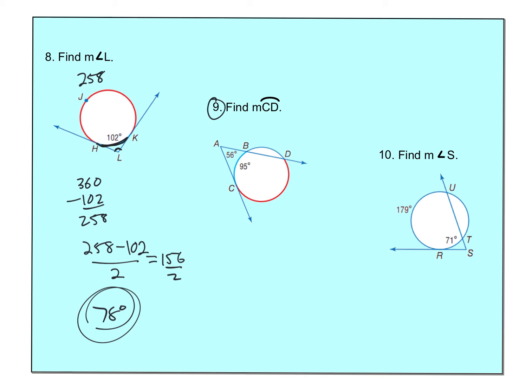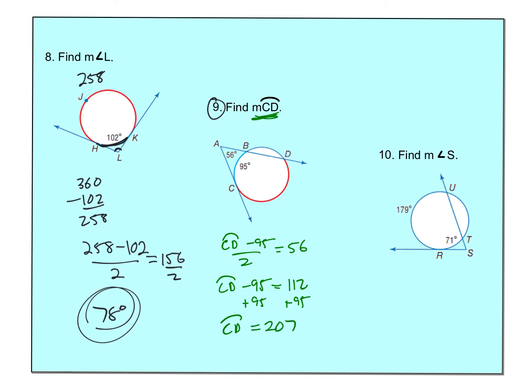So now number 9, I'm working a little bit differently, a little backwards. They want me to find arc CD. So I want to say, okay, well, arc CD minus 95 divided by 2 equals 56. So arc CD minus 95 is going to be equal to 112. So that means arc CD is going to be 112 plus 95. So that's going to be 207. That's how big that arc's going to be.